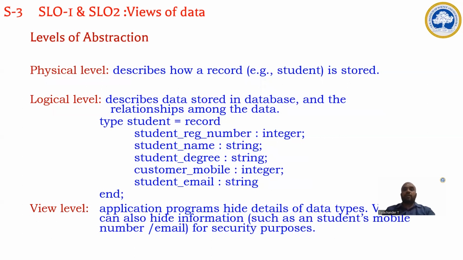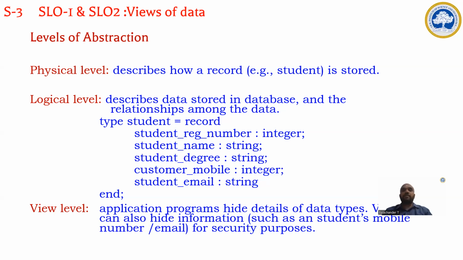So there are three levels of data abstraction: physical level, logical level, and view level. The physical level, which is the lowest level of abstraction, describes how the data are actually stored. For example, a student record, how it is stored at the physical level. The physical level will describe the complex low-level data structures.